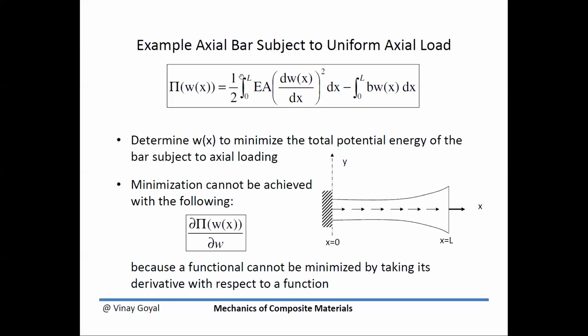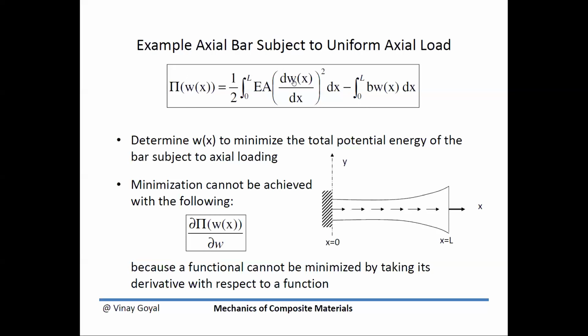So this right here corresponds to your strain energy. Now you have minus the integral 0 to L of the loading that you're applying. In this case, it is a distributed load b times w(x) dx. This is the potential energy due to the applied loads. The total potential energy is pi bold, and it depends on this deflection W, as you can see.